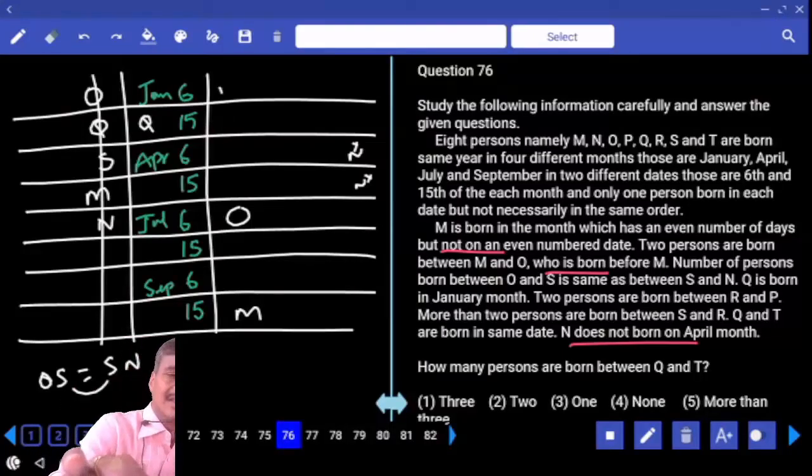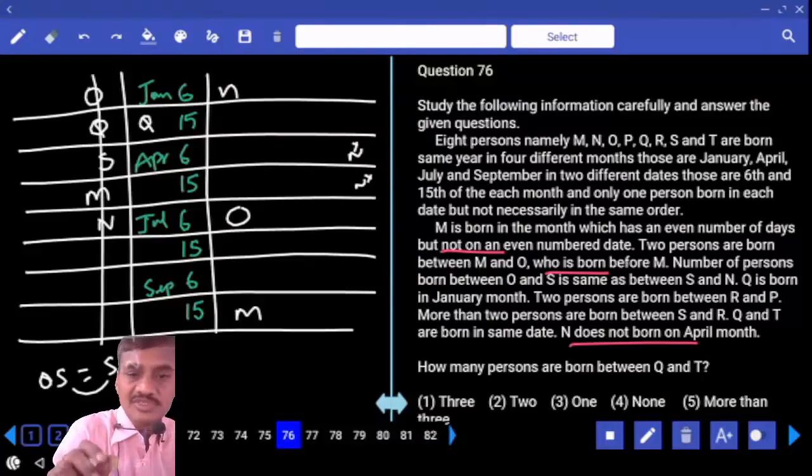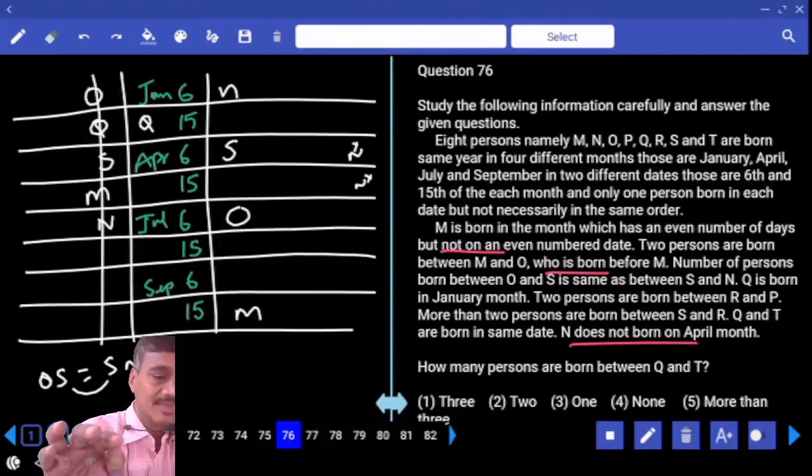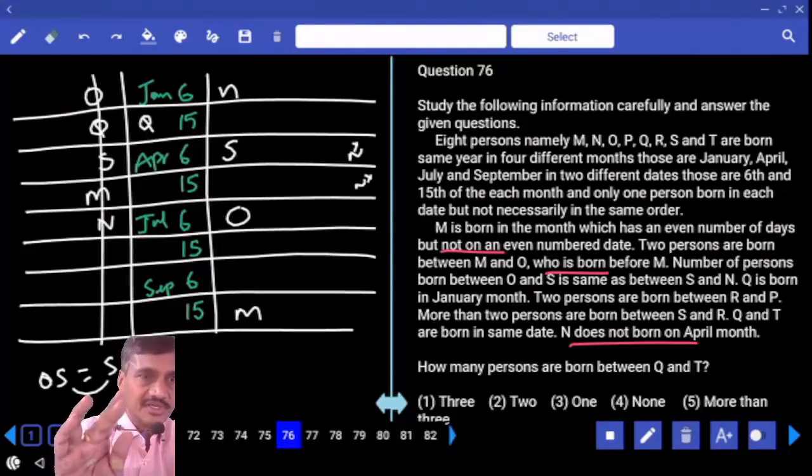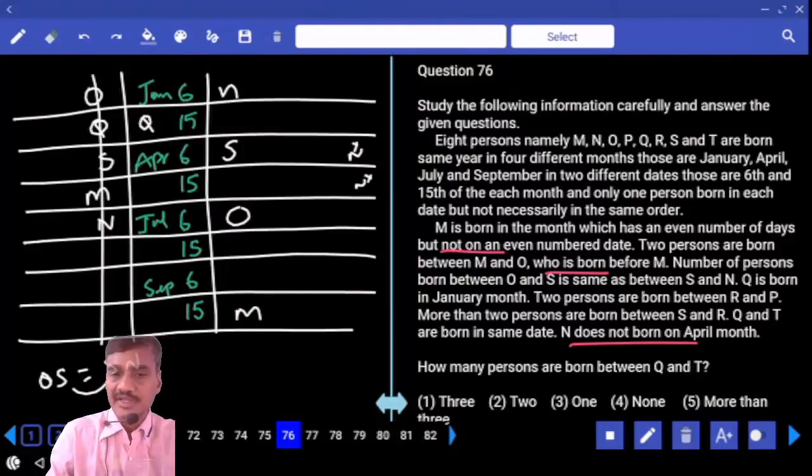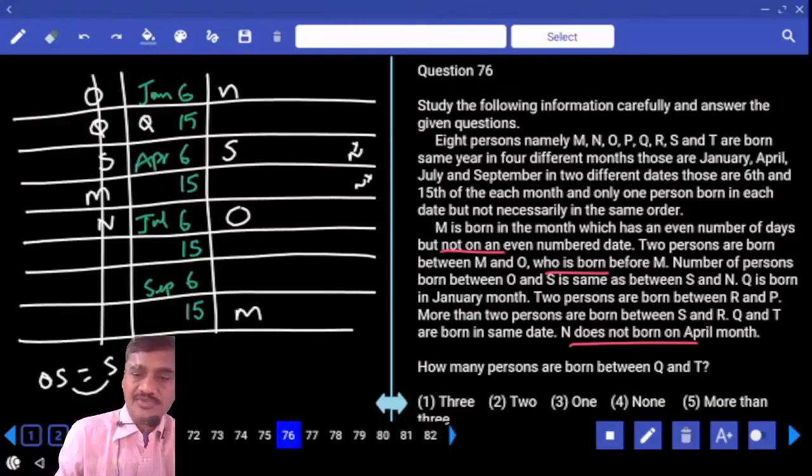And can we have N at this place? O and N, how many persons are there? There are 3. And S must be exactly in between, with O and S, S and N. Hence S must be here. Now it is correct. 1 person between O and S and 1 person between S and N. N does not born in the month of April.